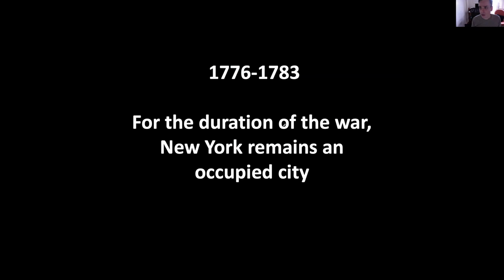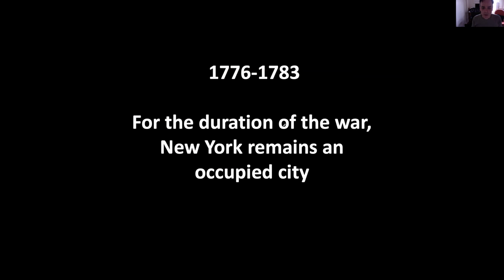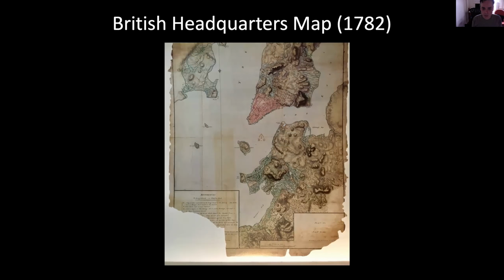So I already said this. The war doesn't end until 1783. When it ends, the British evacuate New York. Washington rides back triumphantly into the city. But I'm getting ahead of myself. So for the rest of the war, the British Army and Navy occupied the city.